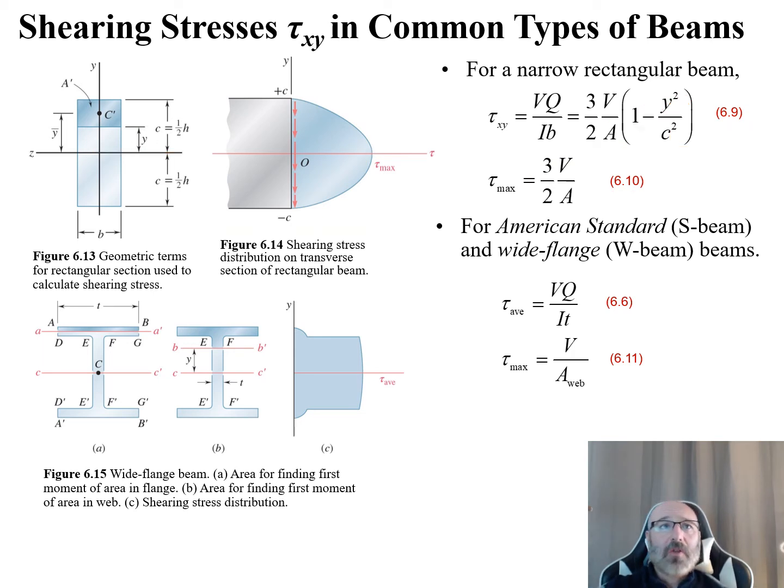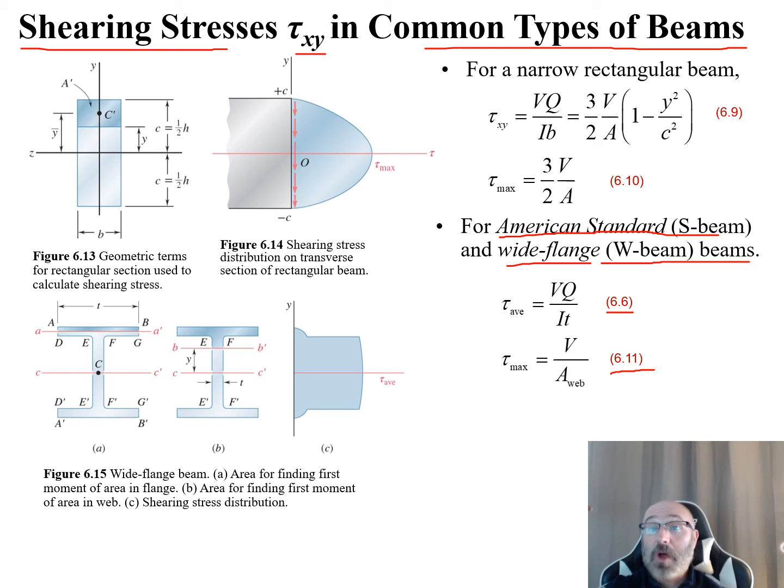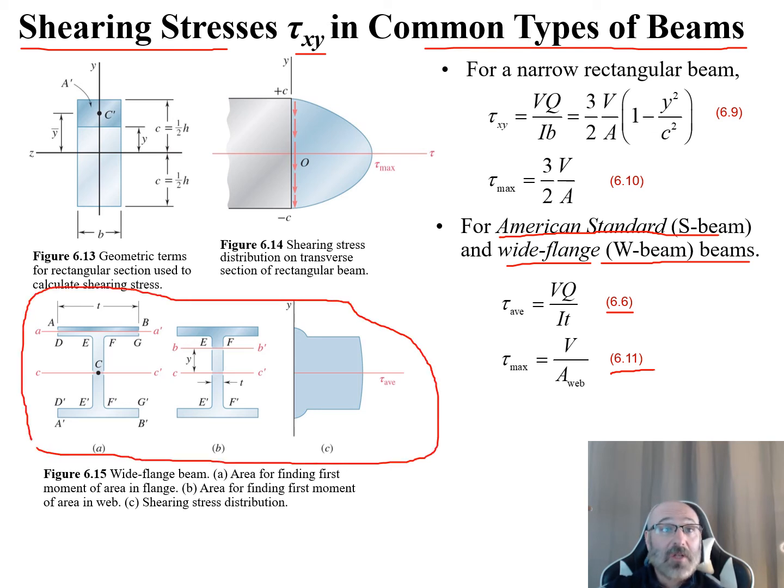Now we're going to continue looking at this shearing stress, our tau xy, and some other types of beams. Another common type of beam is our American Standard S beam, and also our wide flange W beams. This relates to equations 6.6 and 6.11 in our textbook. We relate back by going to this figure, where we have A, B, and C. Let's take a look at A first.